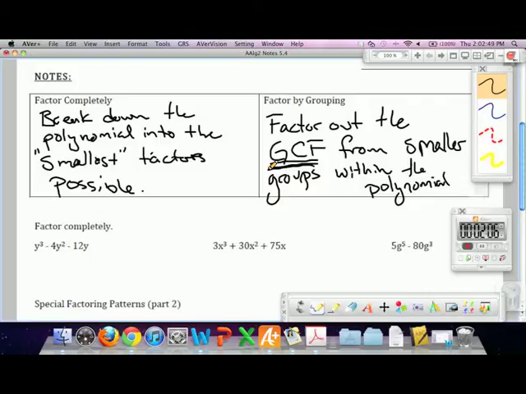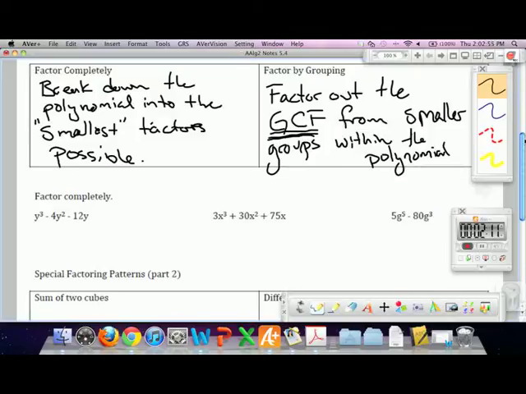So let's start with some, I guess, relatively easy GCF ones. Is there anything in common amongst all these terms? Y. So let's factor out a y first. You get y squared minus 4y minus 12. To factor this completely, I want to break this down to the smallest possible parts to be multiplied together. So I've broken it down once by factoring out what's in common. But now I need to factor this. This looks like something I could break down further.